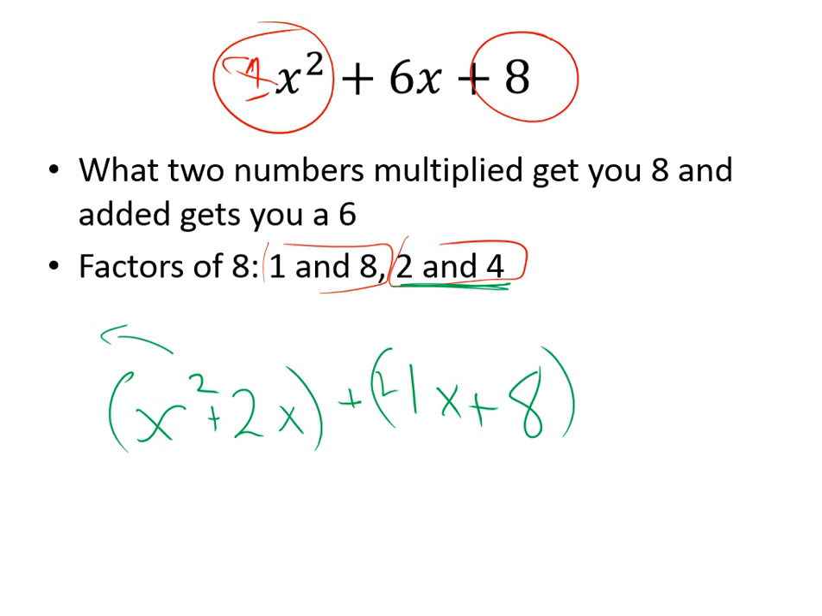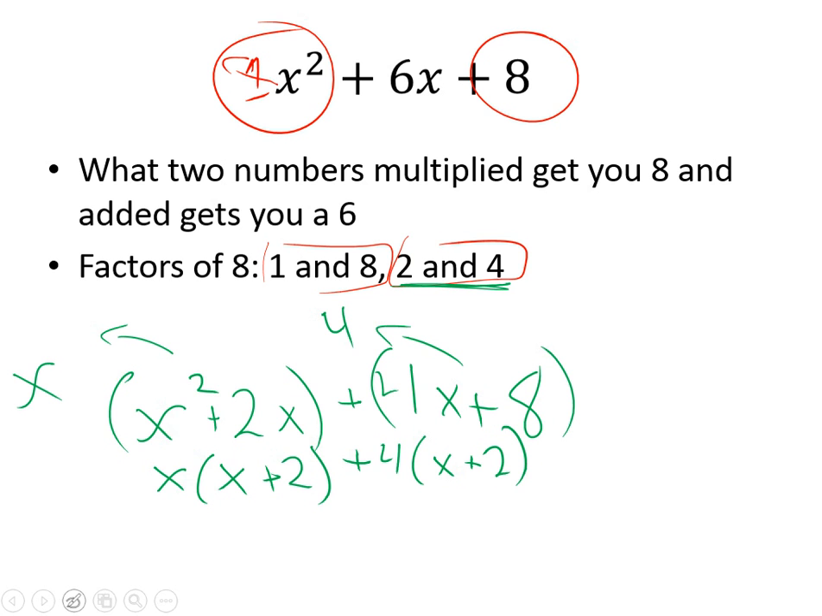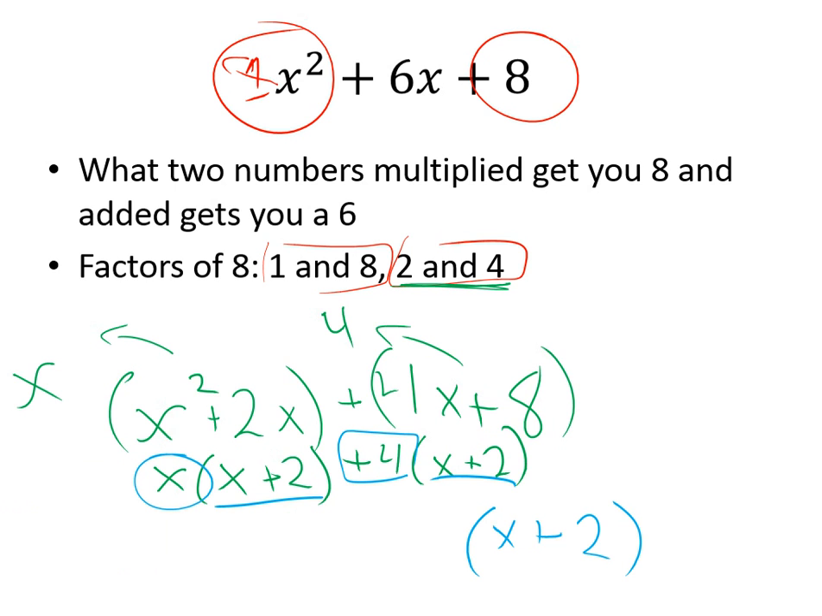Okay, and now we'll group the first two and the last two. What is the greatest common factor of the first two? Well, it's just x. And what's the greatest common factor of the second two? 4. And so now we have x times x plus 2 plus 4 times x plus 2. And now as you see, these are exactly the same, which means that we did this correctly, and that is one of our factors. The numbers on the outside make up the second one, x plus 4.